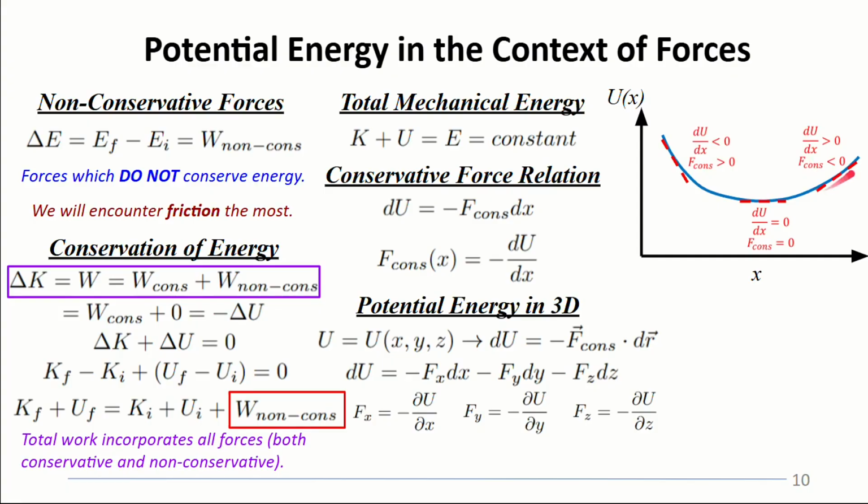And then we have the case over here where we have an upward slope. As you can see, we've got dU over dx is greater than 0, which corresponds to a force that is less than 0. Now let's take just a little bit of a moment to try to interpret what's going on here. Imagine this is maybe some valley, right?